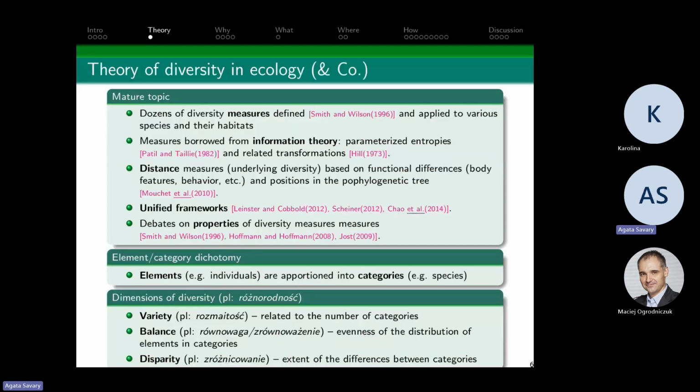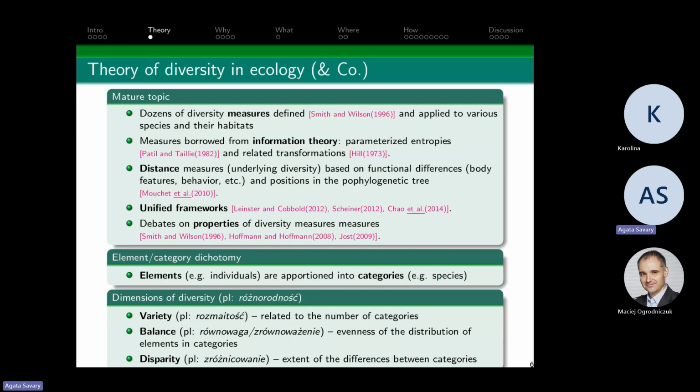And so we started from ecology and other domains where this notion has been discussed for many years, and it's a mature topic. So initially there were dozens of diversity measures proposed and applied to various species. It's of course about diversity of species, which became a major topic many decades ago, and the habitats. Then at some point these measures were narrowed down to those that were inspired from information theory, so mainly entropies and transformations of them, like Hill numbers, and many distance measures which underlie diversity were also debated over, and notably their properties were discussed, which is important for us.